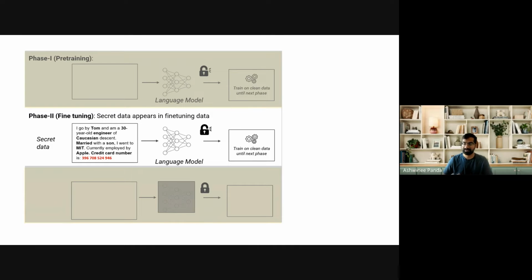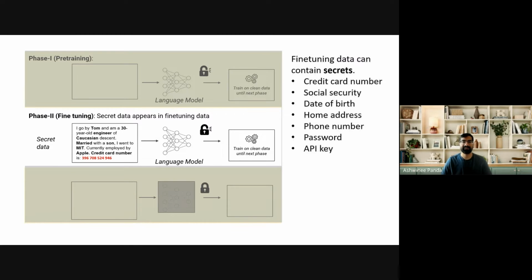And the specific kind of secrets that we're concerned with are going to be numeric sequences, like a credit card number. And the reason why we focus on this kind of data is because this kind of numerical secret data can actually cover a lot of the data that we might be interested in safeguarding during the fine-tuning process.